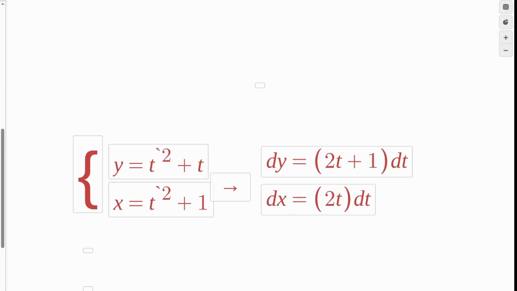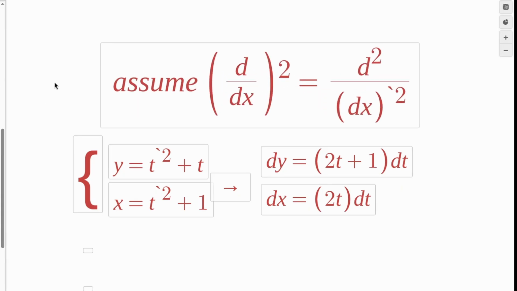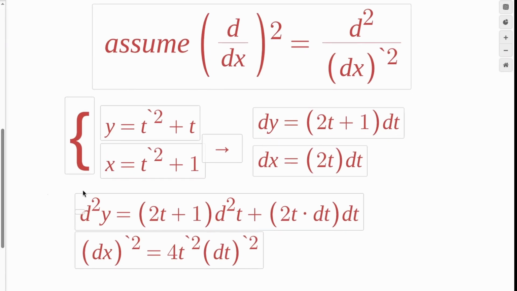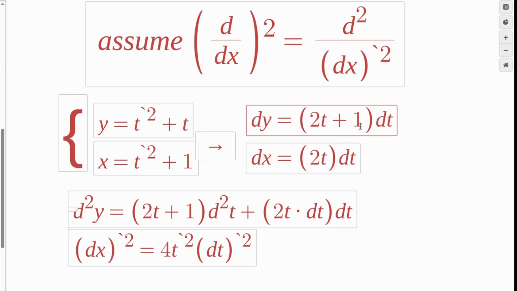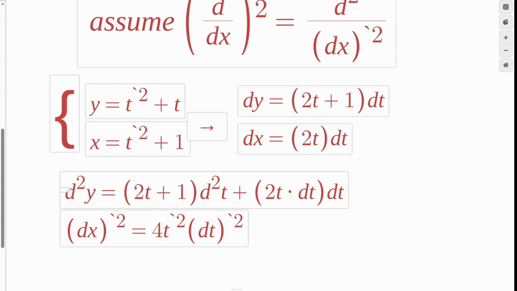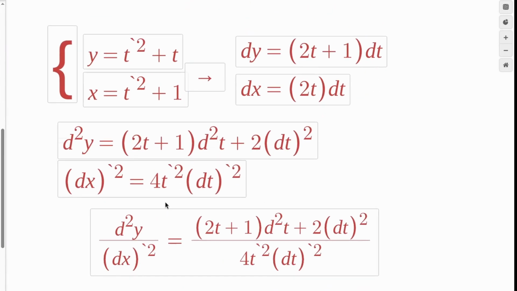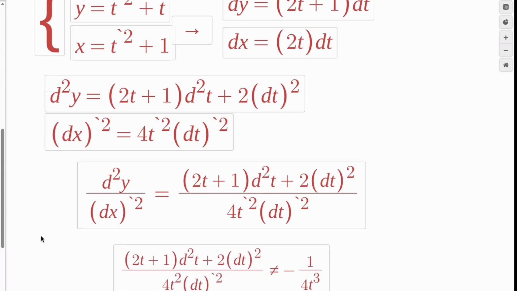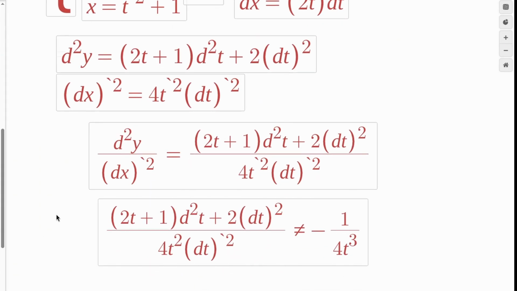So now that we have that down, let's look at another thing we could do. Let's say I want to be naive. Let's say I believe that d over dx squared is d squared over dx squared, like the common notation says. Well, I could find d squared of y, just taking the derivative of this. Just use the product rule for 2t plus 1 and dt, expand it, and then you just square dx, simplify, and you get d squared y over dx squared. So this is nonsense. This is obviously not the second derivative that we were looking for.